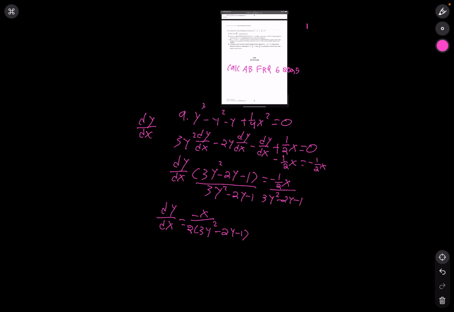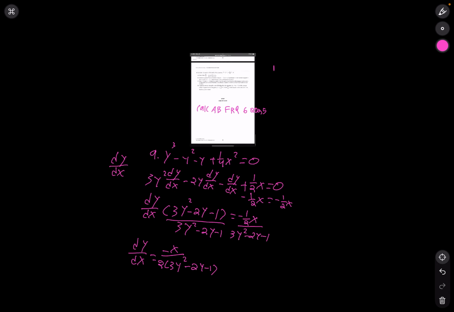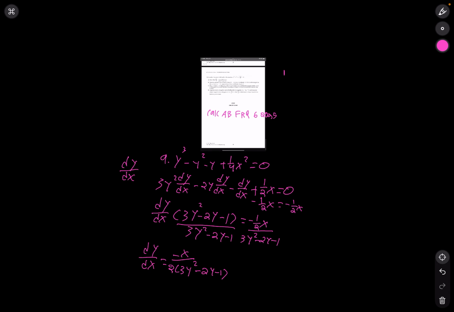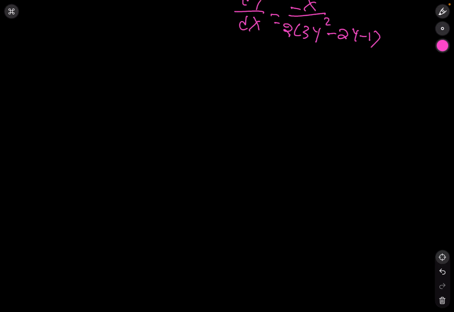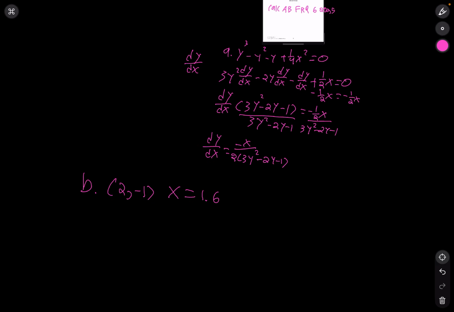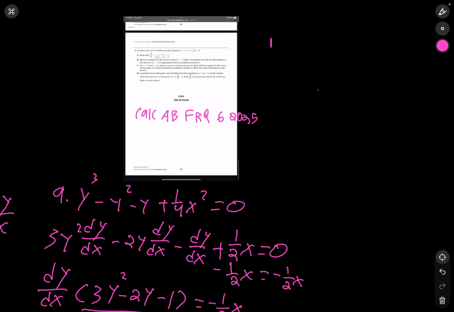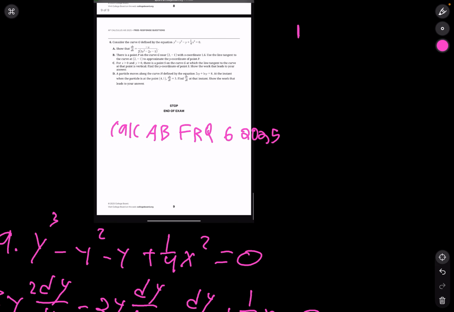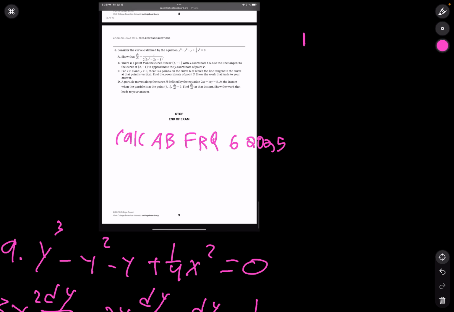So we know that point P is near (2, negative 1). We know that x is equal to 1.6. And so what other information did they give us? Now they're just saying use the line tangent to the curve at (2, negative 1) to approximate the y coordinate of point P.